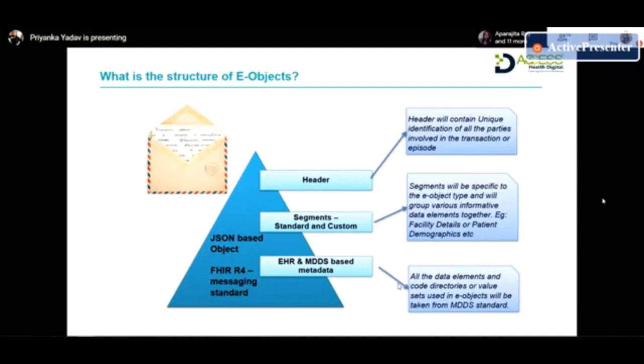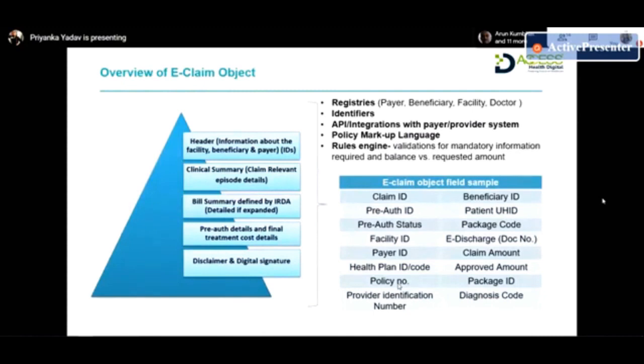So just an example of what an e-claim object would look like. It will have a header, basically information about the payer, facility, and beneficiary, only IDs. It will not have any textual data. It will be only IDs.